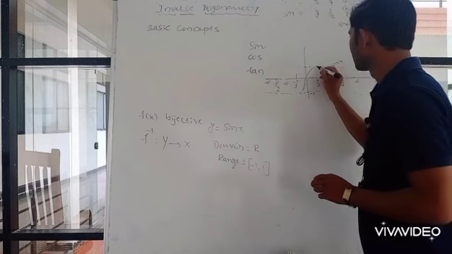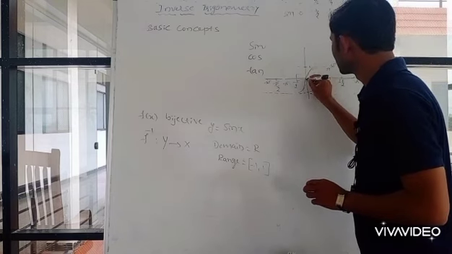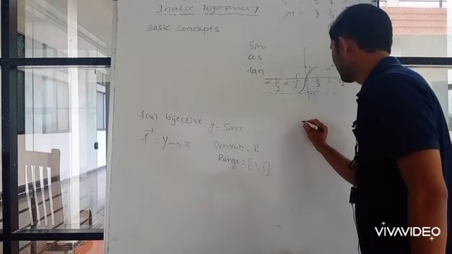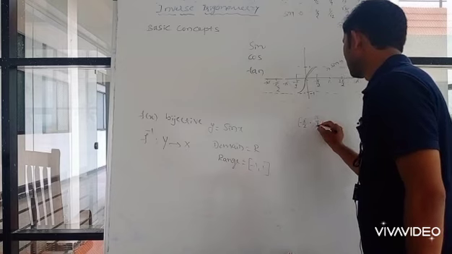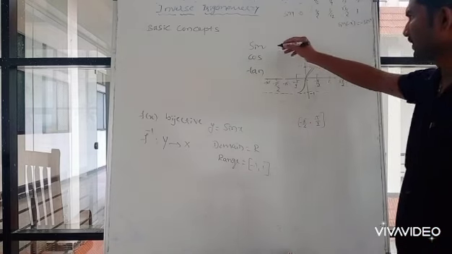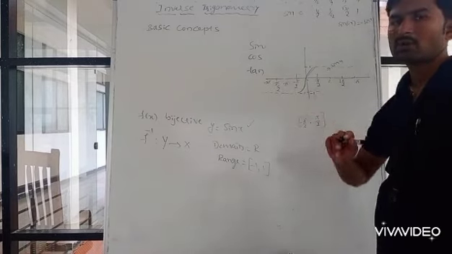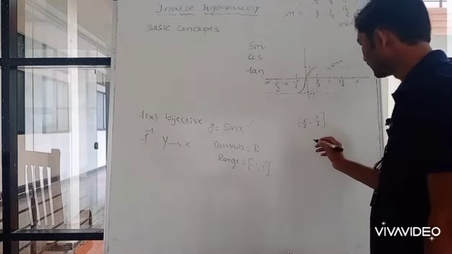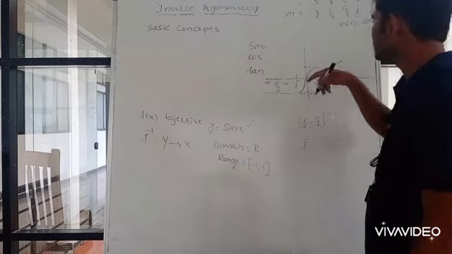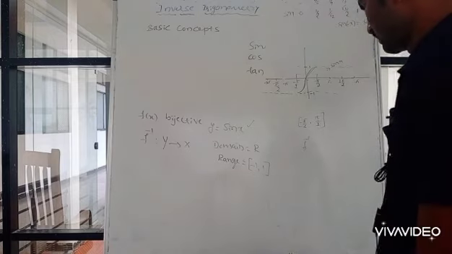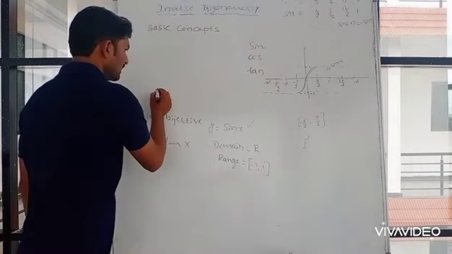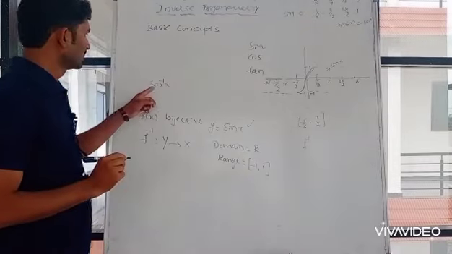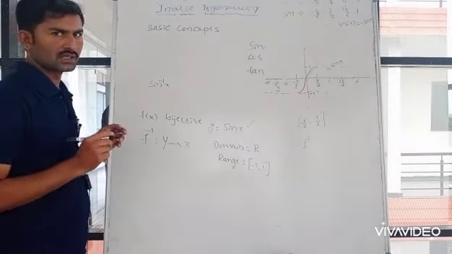So here the value will not repeat. So in this interval, minus 5 by 2 to plus 5 by 2, the function f of x, here the sine function, is 1-1 as well as onto. So in this interval, if it is 1-1 and onto, then there exists an inverse for the sine function. Okay, so that we denote as sine inverse of x.